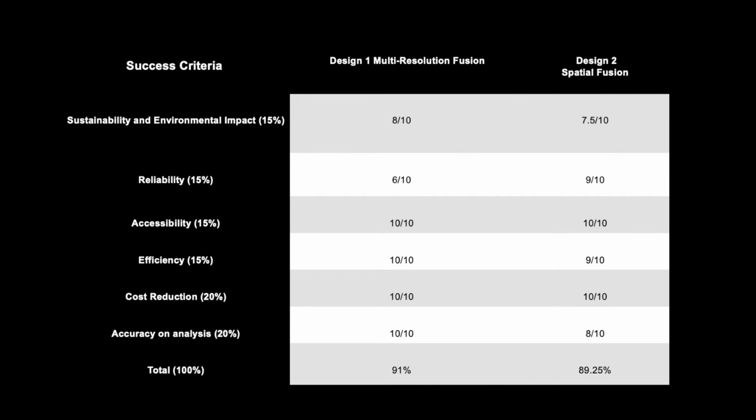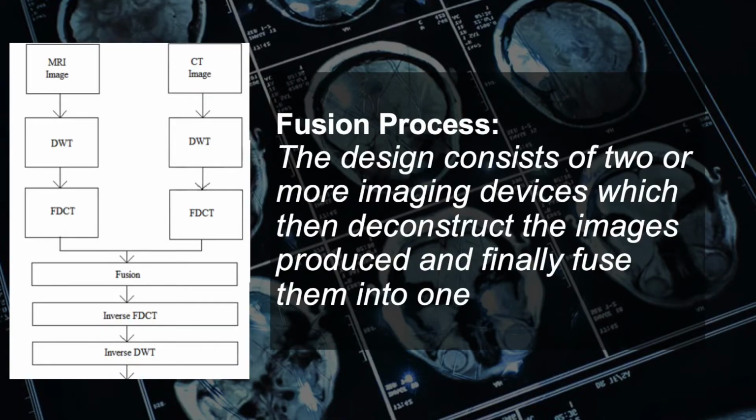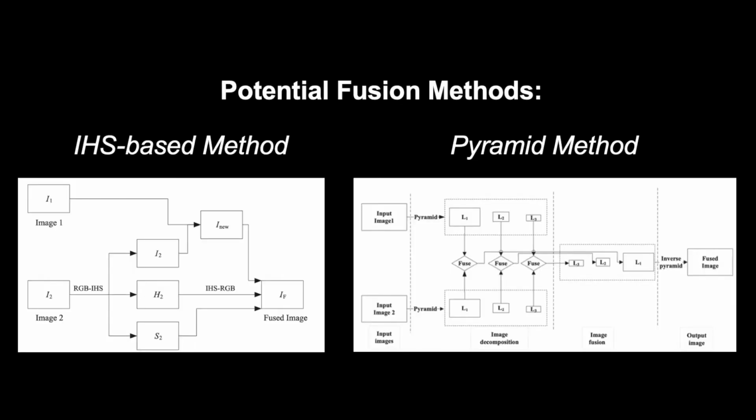The design consists of two or more imaging devices which then deconstruct the images produced and finally fuse them into one. The infrastructure may either take an HIS-based fusion approach or the pyramid method. For both methods, separate cloud storage systems must be put into place to manage storage and security. The system's processes must be monitored throughout the entirety of the imaging process.